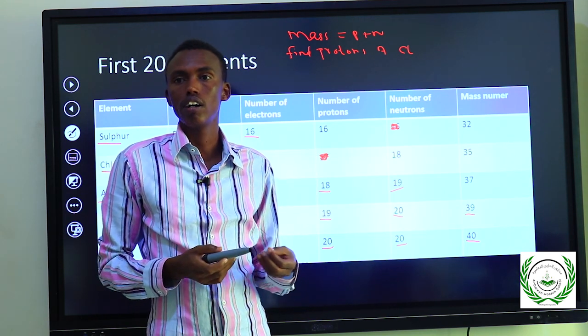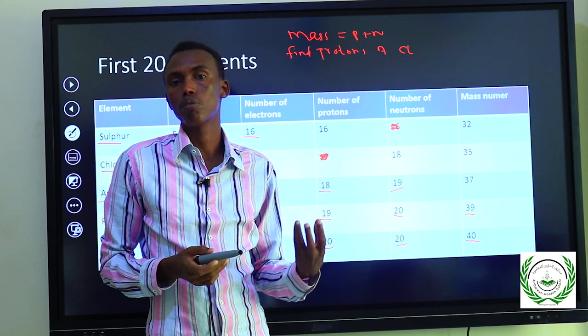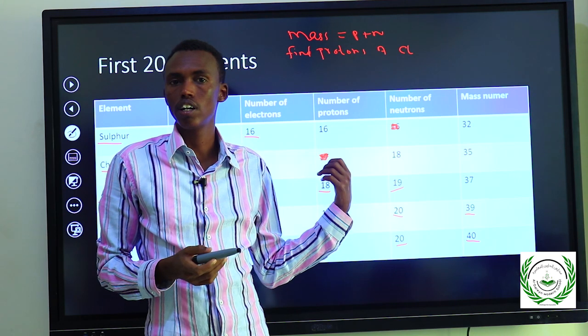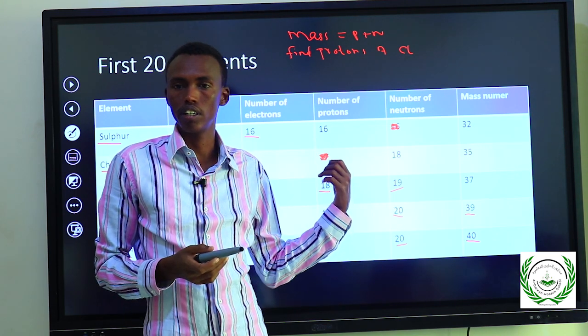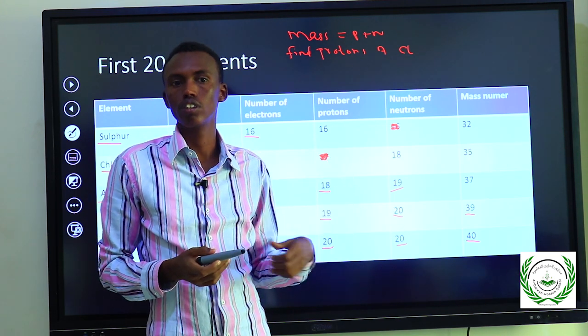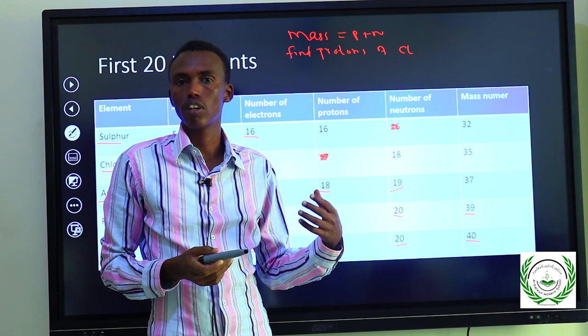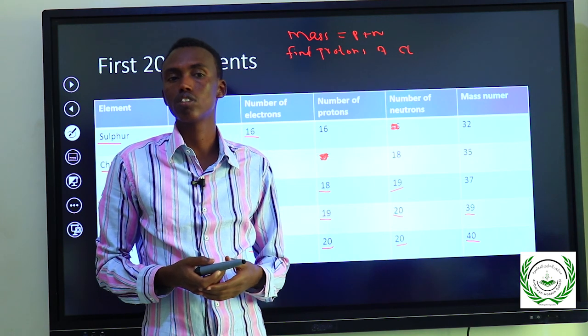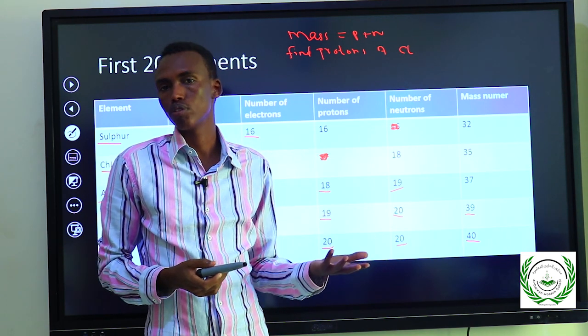Okay, so to make it simple you should memorize the formula by using those examples we have done in the previous, in the early part of our lesson, so that you will be able to calculate with ease any kind of question relating to calculations of mass number, proton number.